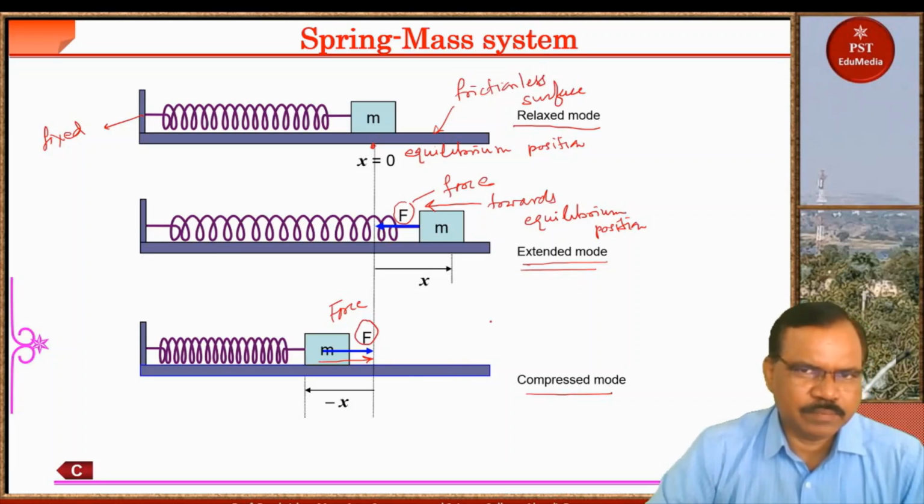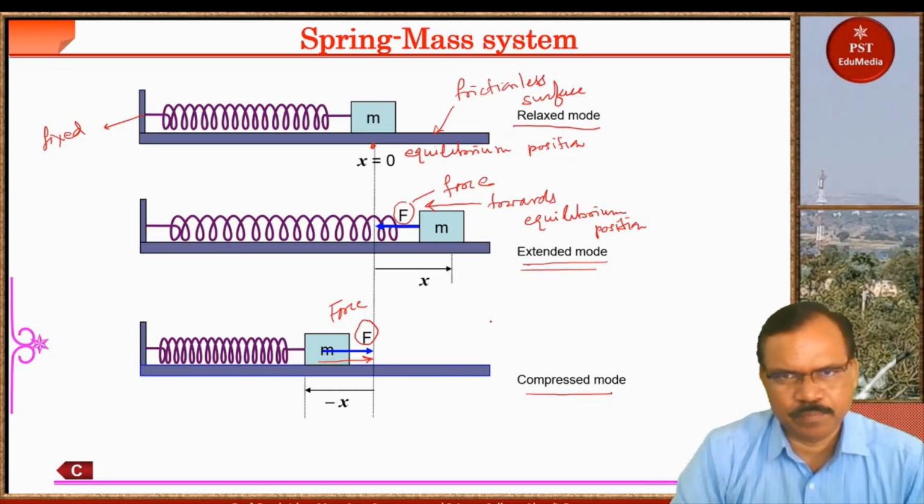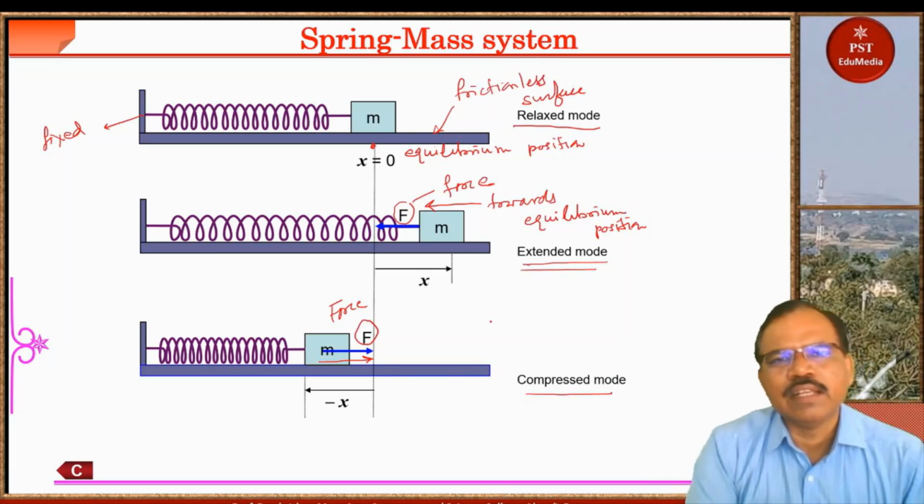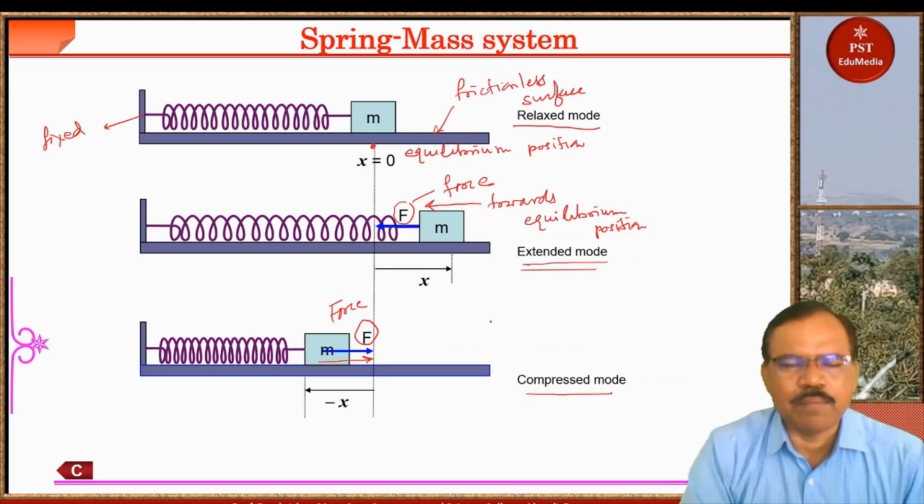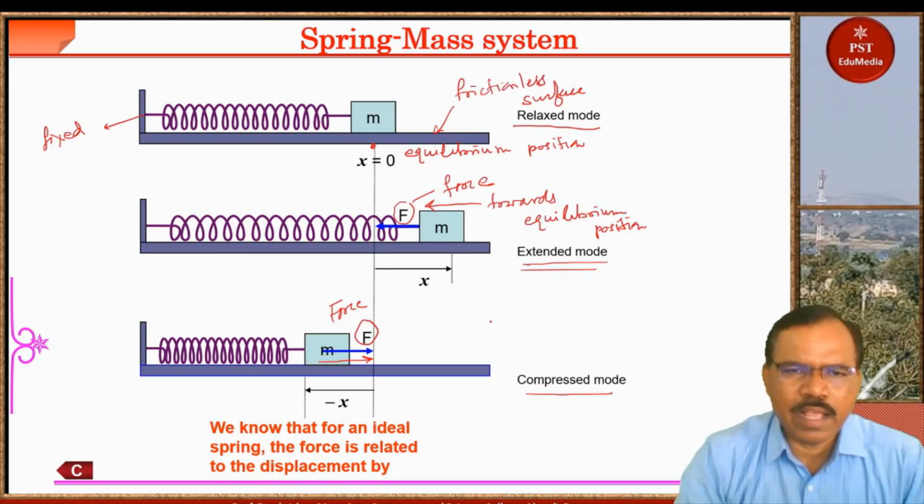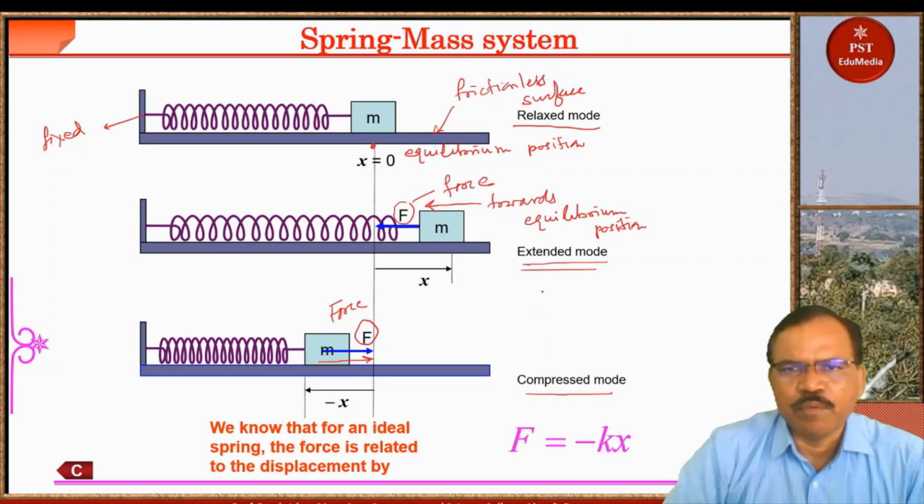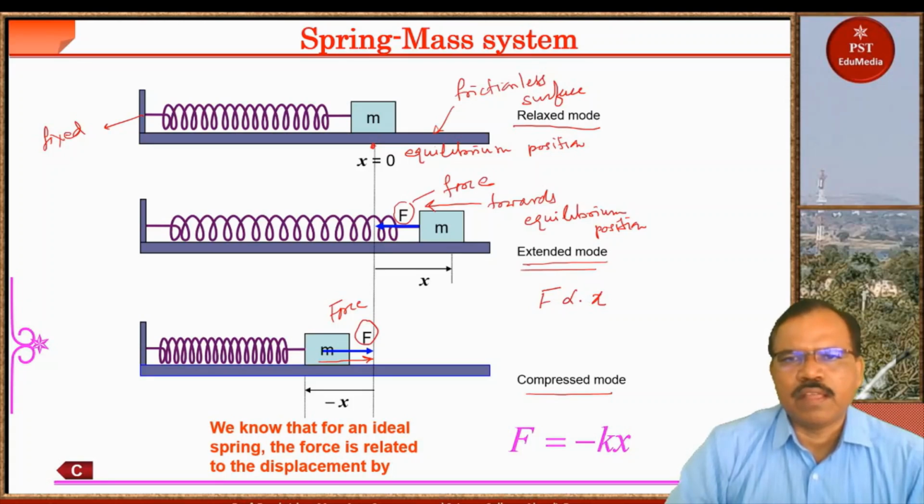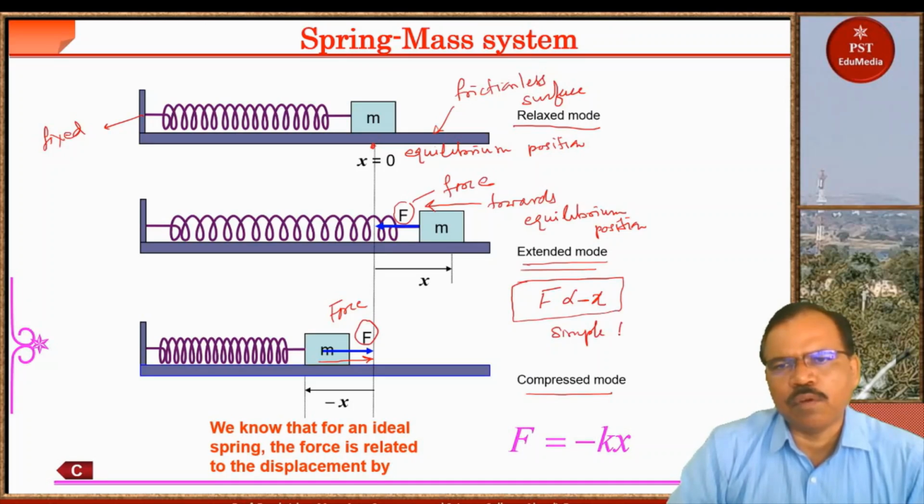So if we extend or if we compress, energy is stored in the spring, and if we release, the spring mass starts oscillating about the equilibrium position. So what happens here? We know that for an ideal spring, the force is related to the displacement by F equal to minus kx, which means the force is proportional to the displacement and opposite in sign. It is called simple harmonic motion.